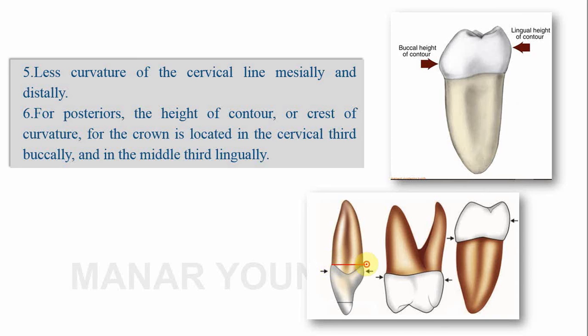As it's shown here, the curvature of the cervical line is much greater in the anterior teeth compared with the posterior teeth. Also, the location of the crest of curvature or crest of contour or height of contour, both buccally and lingually, is at different levels. For the anterior teeth, usually the labial and lingual height of contour is located in the cervical third. For the posterior teeth, the buccal height of contour is located in the cervical third, while the lingual height of contour is located in the middle third of the crown.